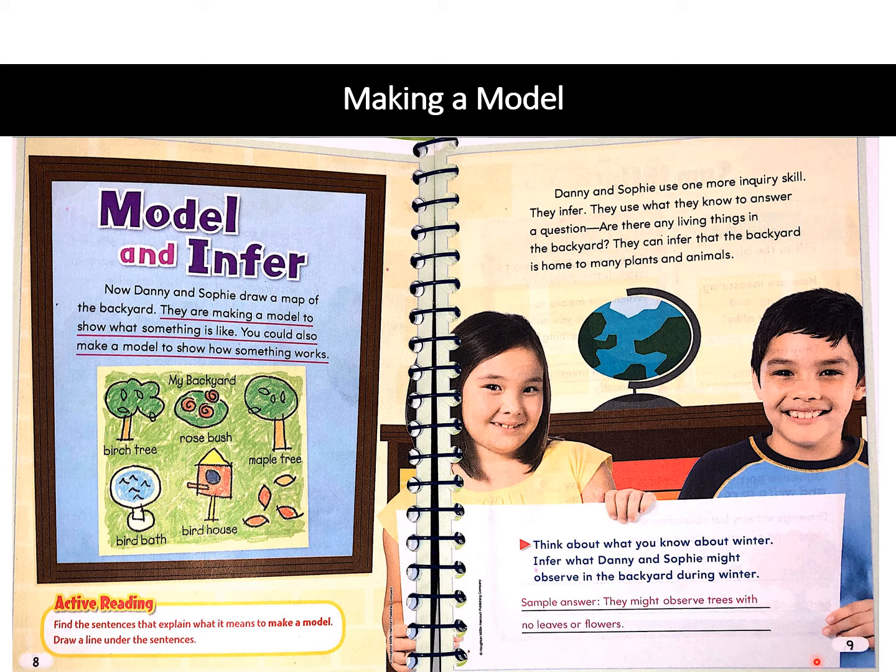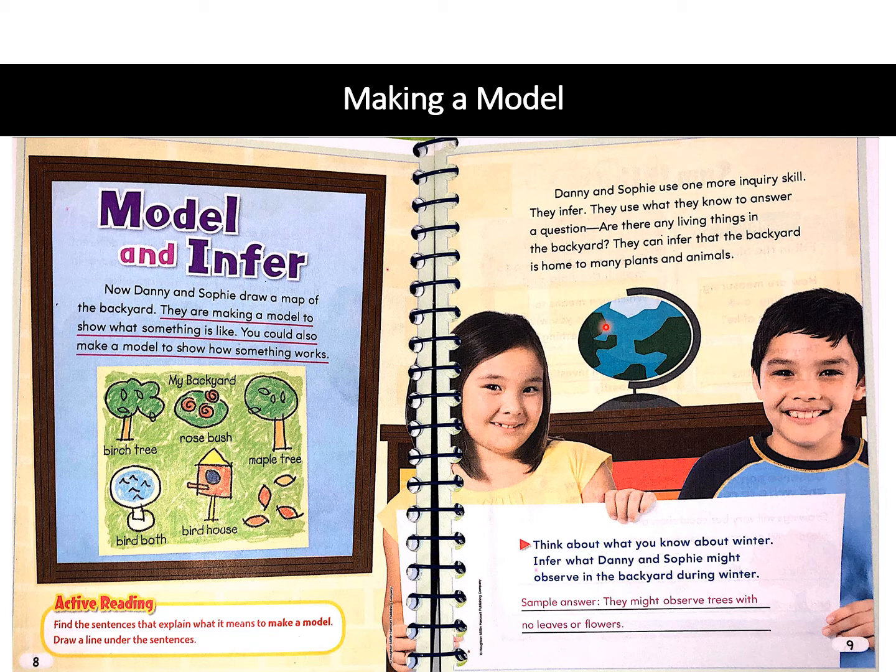Let's take a look at page 9. Danny and Sophie use one more inquiry skill. They infer. They use what they know to answer a question. Are there any living things in the backyard? They can infer that the backyard is home to many plants and animals.